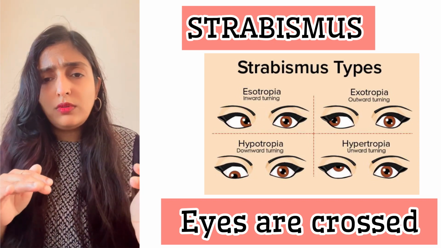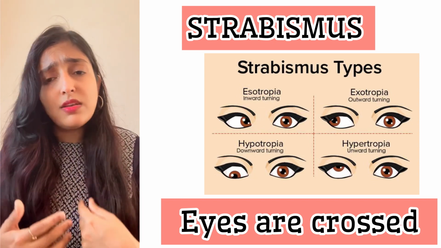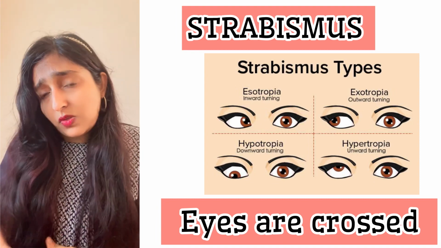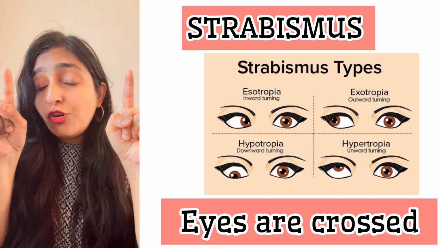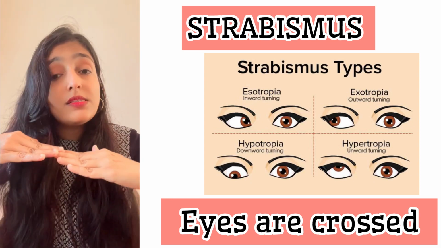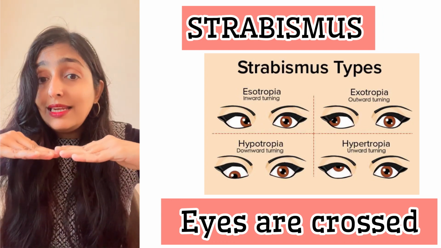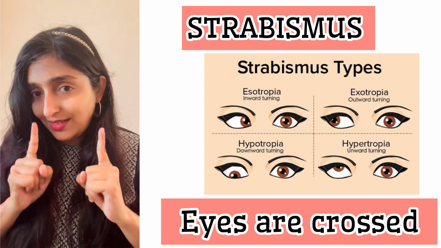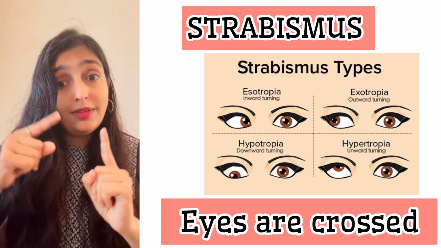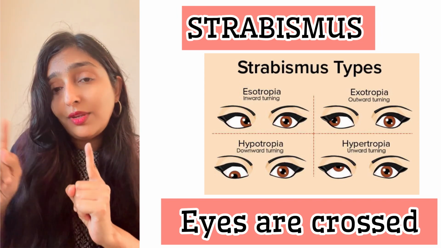That's also not a very serious, complicated disorder. Strabismus is also called the crossed eye, which means the eyes are not lined up in one direction. One eye will be in one direction, the other eye would be in a different direction. That is strabismus.